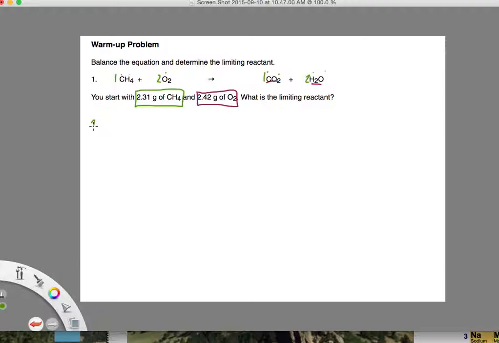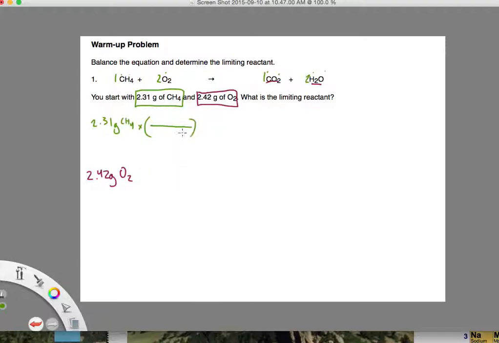Okay, so we start off with 2.31 grams of CH4, and I'm going to start down below and do both of them at the same time. Let's see, 2.42 grams of O2. All right. So I take those grams of CH4, and I'm going to turn them into moles of CH4. So this is really moles of those molecules.